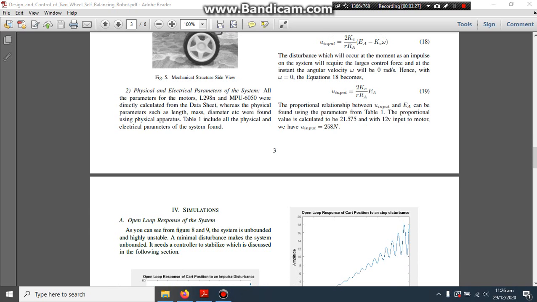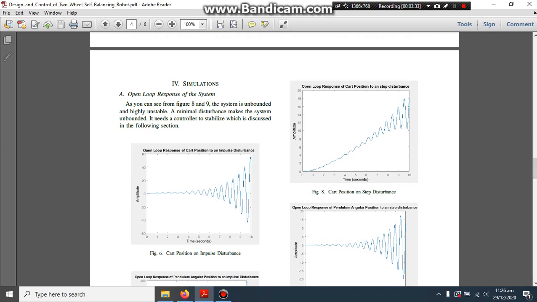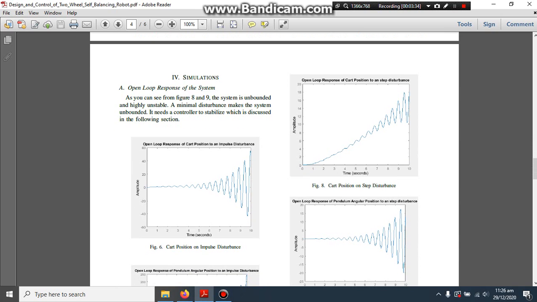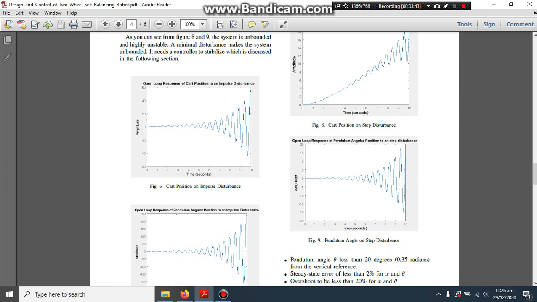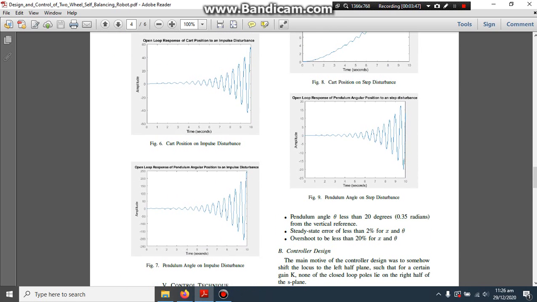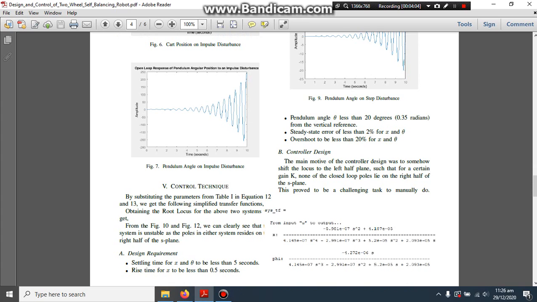Now let us talk about the simulations that we performed for the obtained transfer functions. We use MATLAB to simulate the response and the behavior of the system, and we can clearly see that the cart position on impulse disturbance, and also the pendulum angle on impulse disturbance, as given by figure 6 and figure 7, is clearly unstable, and the system eventually blows out. Similarly, for step disturbance, we can see in figure 8 and figure 9 that the system also blows out, and thus we can conclude that the system is unstable. We also did root locus analysis, which I will discuss in a while.